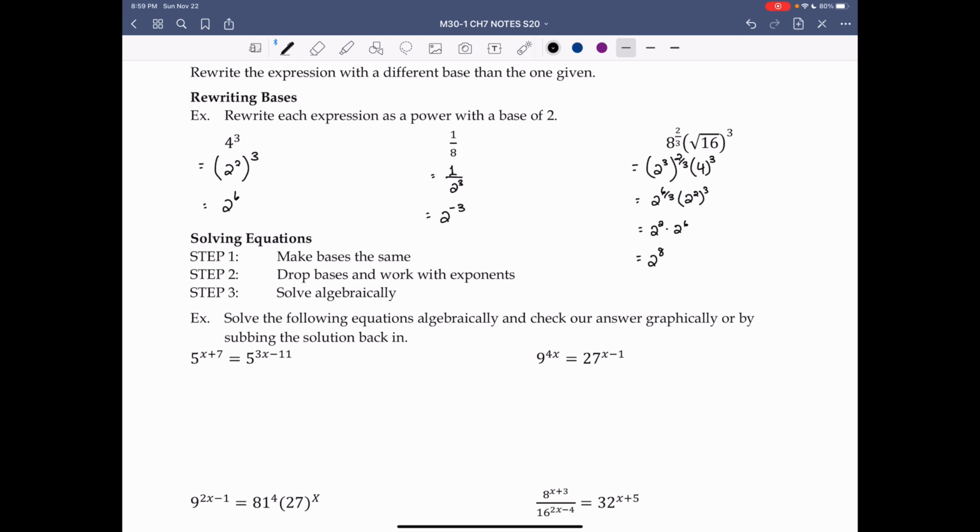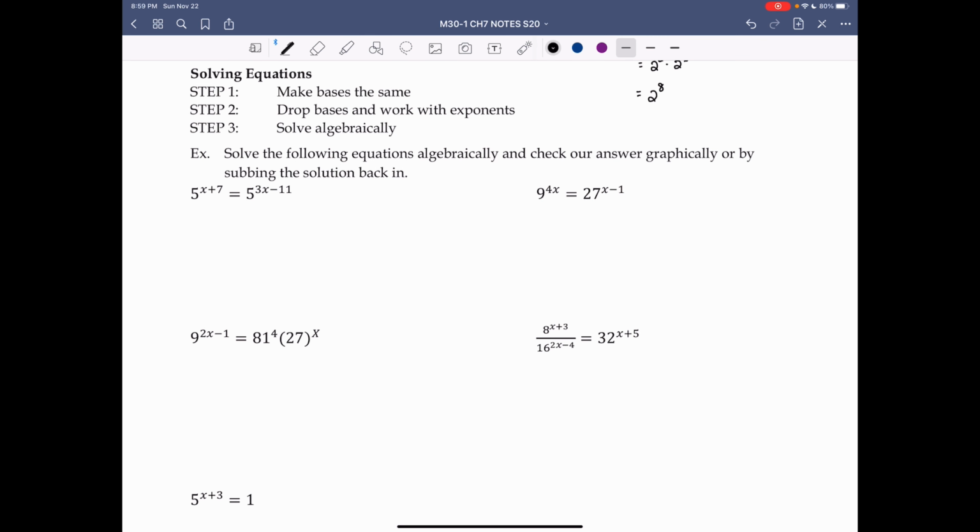Solving equations. Step 1, make the bases the same. Step 2, drop the bases and work with the exponents. Step 3, solve algebraically. Example, solve the following equations algebraically and check your answer graphically or by subbing the solution back in. First one, 5 to the power of x plus 7 equals 5 to the power of 3x minus 11. Because we have the same base, that means the exponents would have to be equal in order for the two sides to be equal.